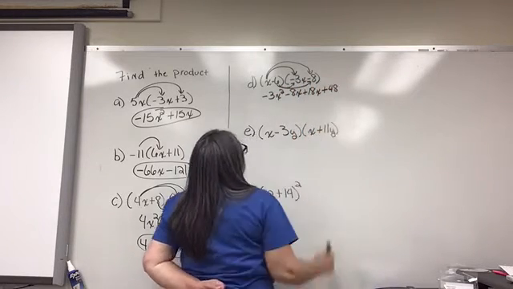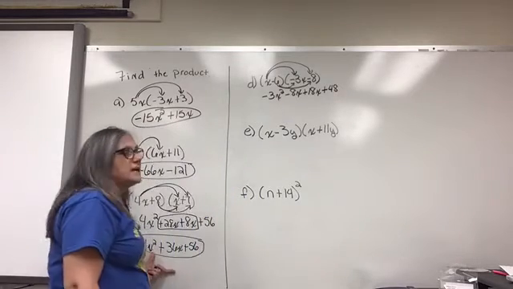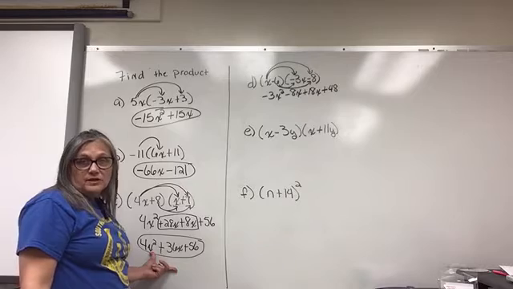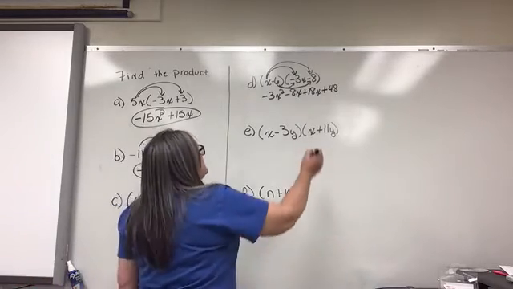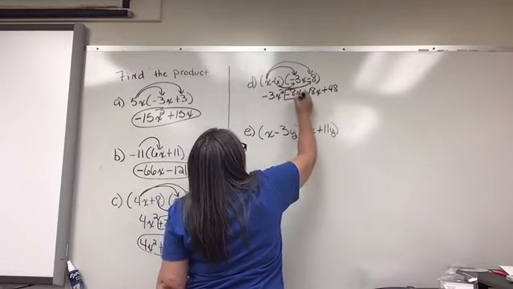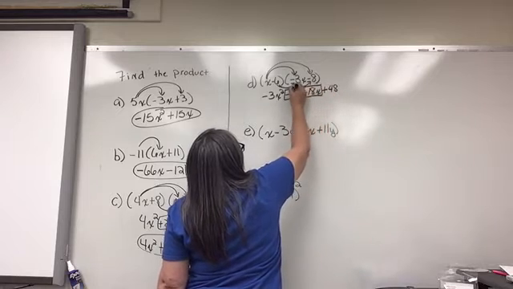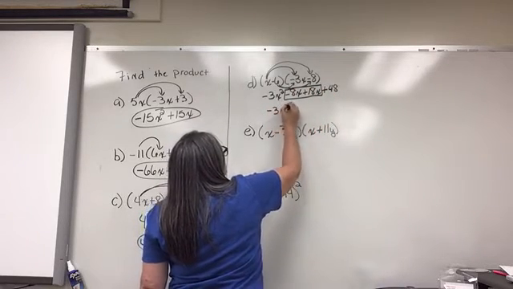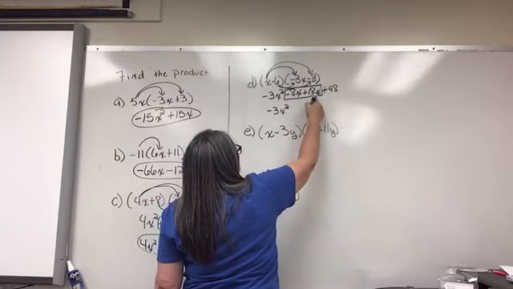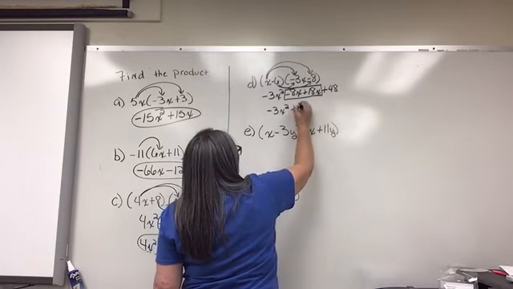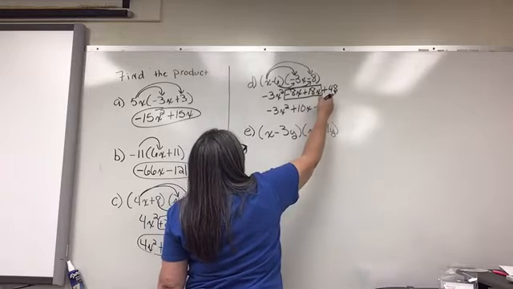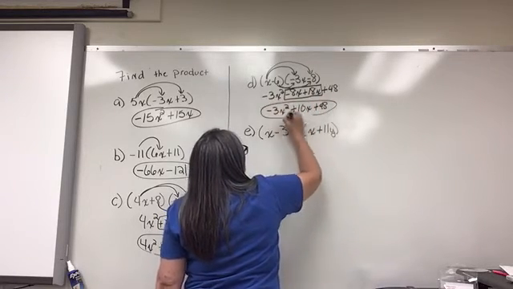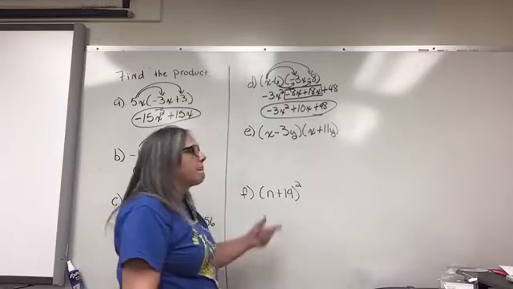And negative 6 times negative 8, well, a negative times a negative is going to be positive, and that's going to be 48. And just like this one down here, I have two terms in the middle that have the same variable to the same degree. So I'm going to combine those two like terms. So I have negative 3x squared, negative 8x plus 18x would be plus 10x, and bring down the 48. And that's my answer.